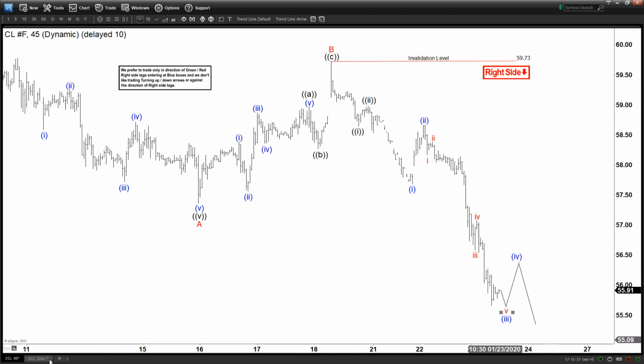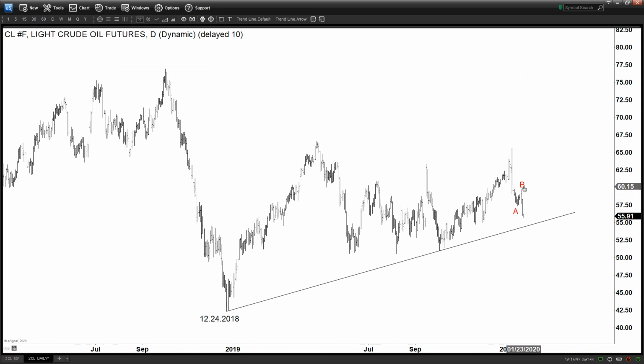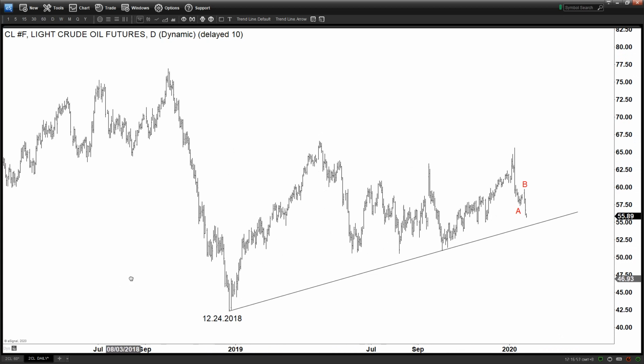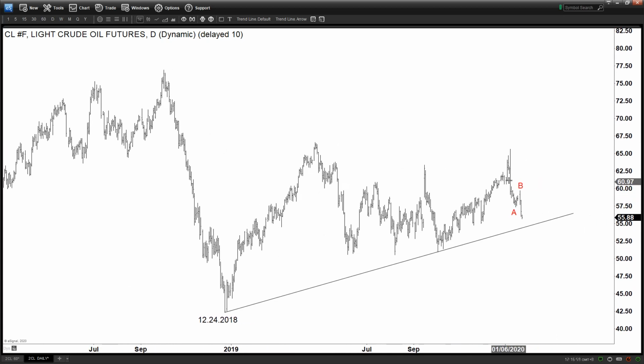So I'm going to go to the daily, and this is only a partial label on the daily. So I will put this A and B in the context of the daily chart. So this is our A and B right here. Since we bottomed in December 2018, so far we have been able to sort of consolidate, neither bullish nor bearish. Now we got this rising trend line from 2018, and most likely this can continue to go lower and retest this trend line.